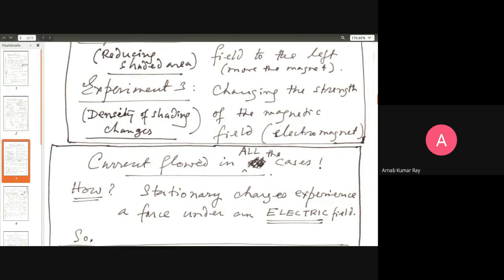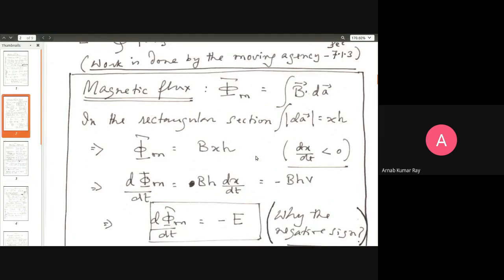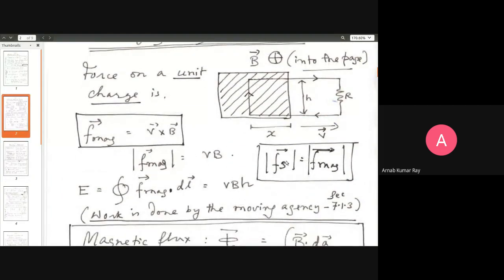In all of the cases, you observe that current is flowing. Current is flowing in all the cases. All the cases. This all is written in capital and it is a very historically famous all. How so? Let us see. Here. Let us try to understand this thing. It's a very important question now. And one of your friends has asked also, what is causing this current?